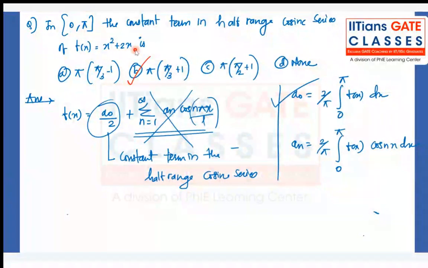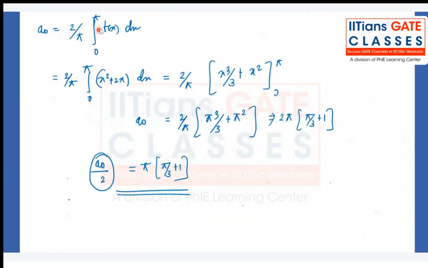I'll go to the next slide to show you how we can find the value of a naught. A naught is 2 by pi integration 0 to pi f of x dx. F of x is x square plus 2x. Integration of x square is x cubed by 3. Integration of 2x is 2x square by 2, the 2 will get cancelled, so x square will remain. 2 by pi is outside the bracket. Putting the limit 0 to pi gives pi cubed by 3 plus pi square minus 0. If you take pi square outside, then 2 pi remains, because one pi gets cancelled, and then pi by 3 plus 1. So 2 pi into pi by 3 plus 1 is the a naught.